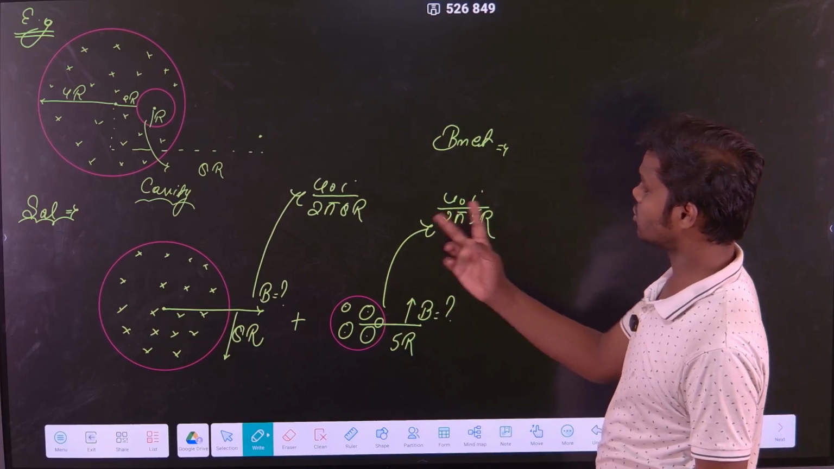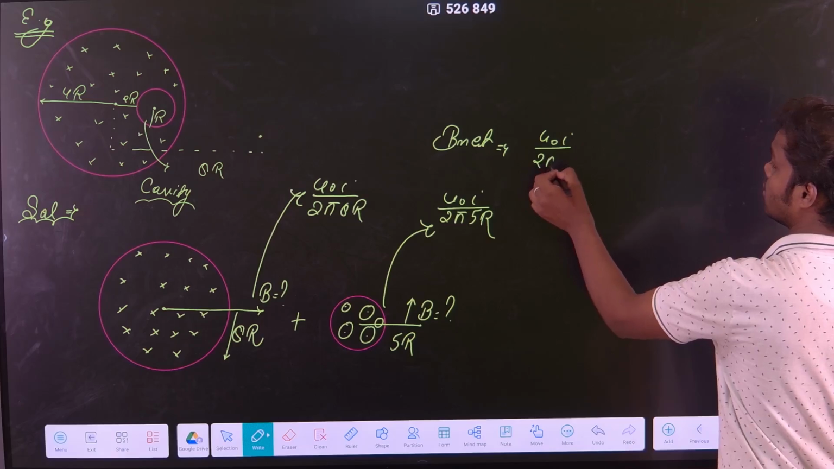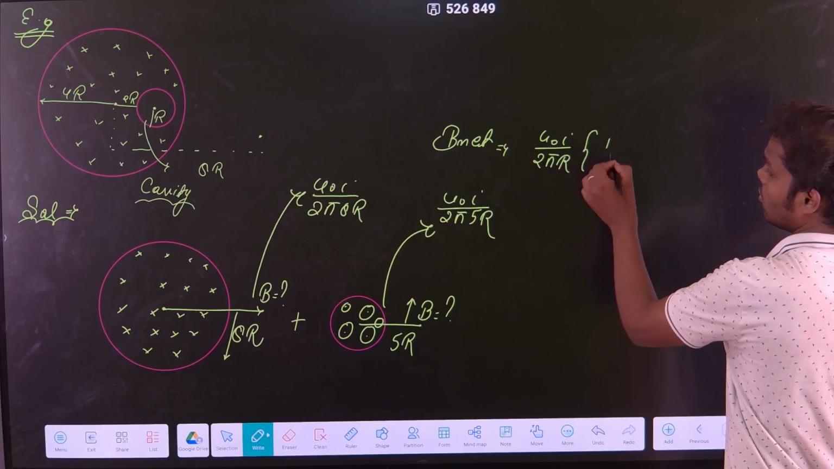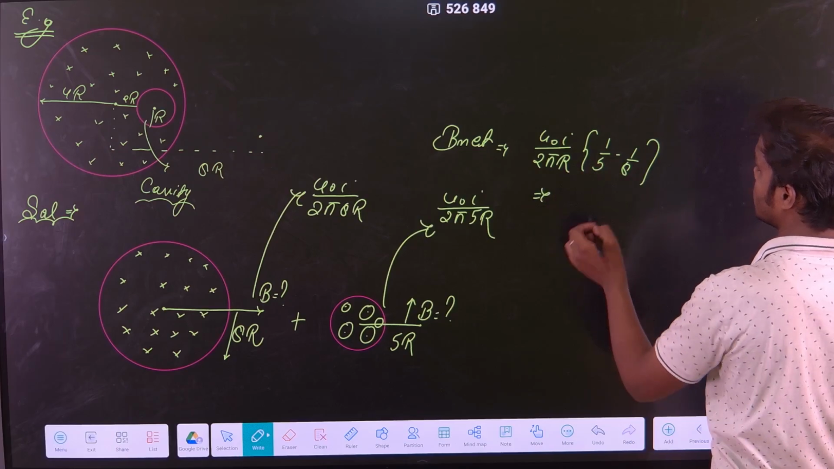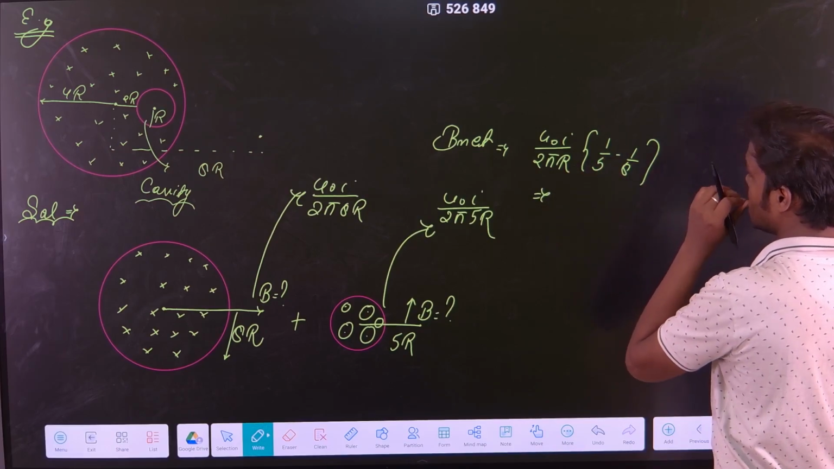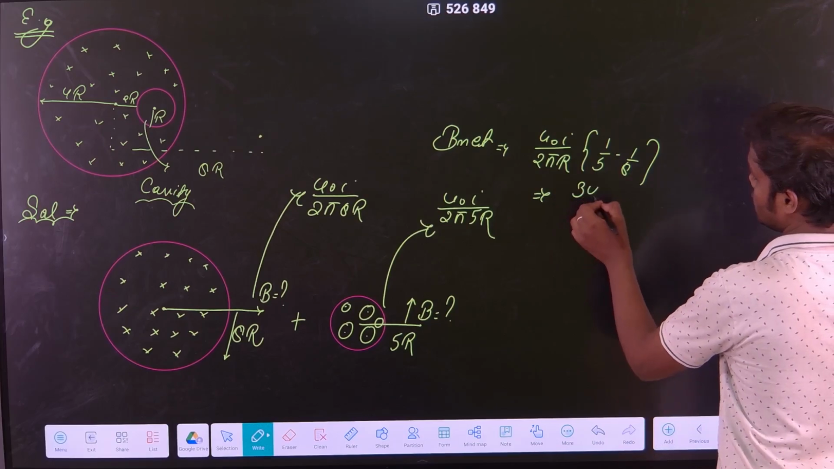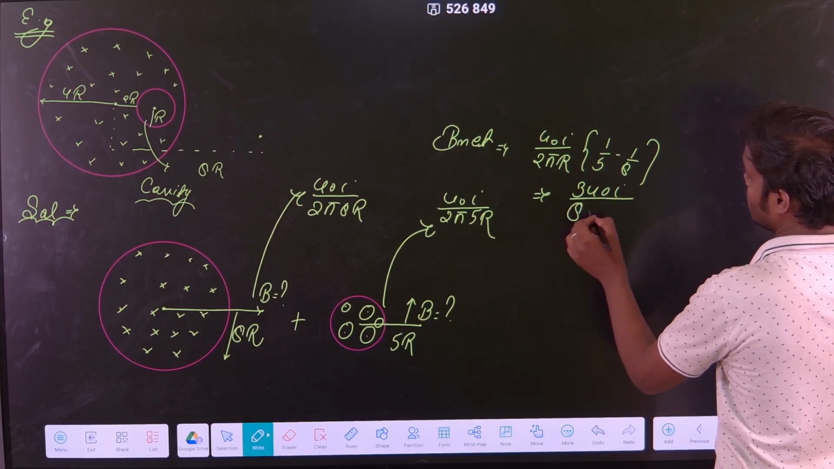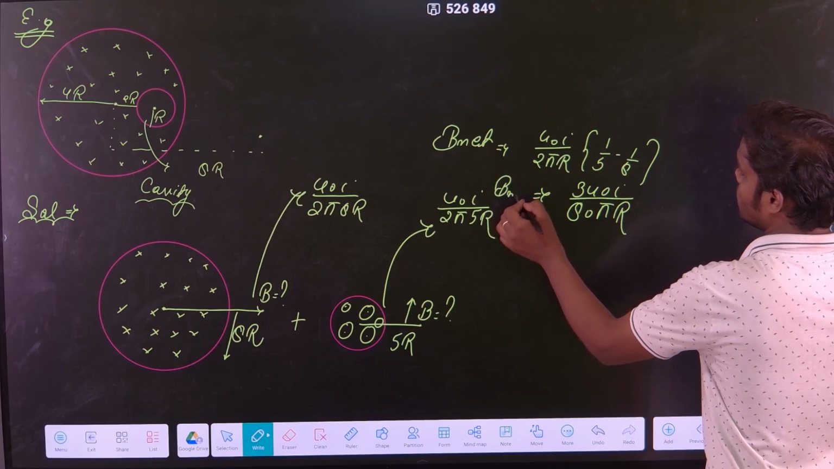Now you have to see which one is bigger. This is bigger, so just subtract this. Mu naught I upon 2 pi R times 1 by 5 minus 1 by 8. You subtract, and what you will get is 3 by 40. So 3 mu naught I upon 80 pi R, that is B net.